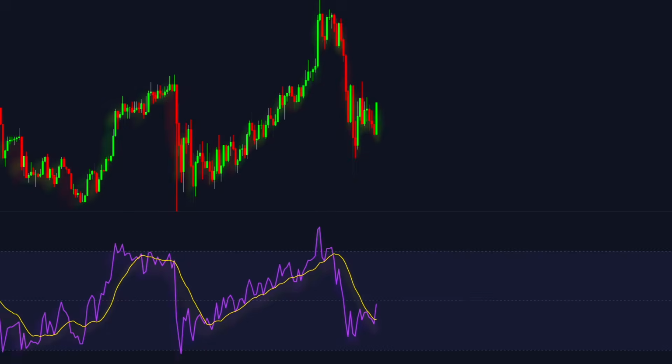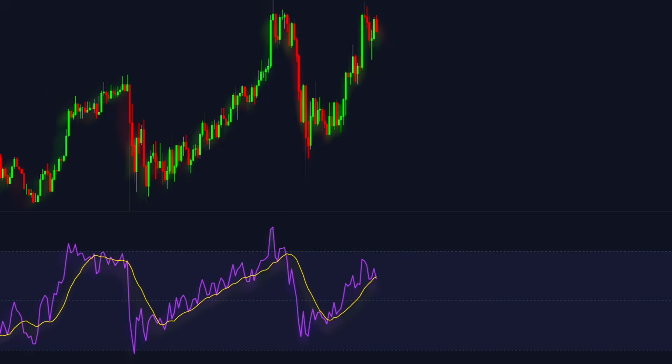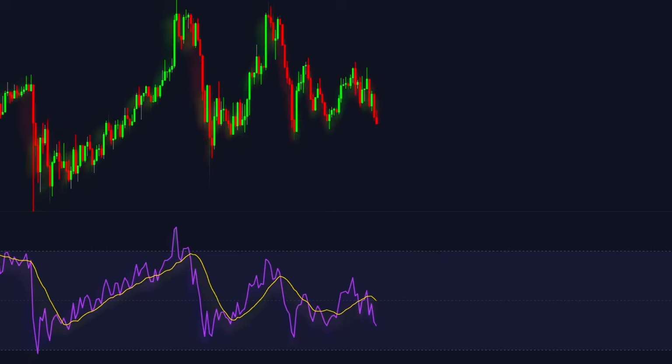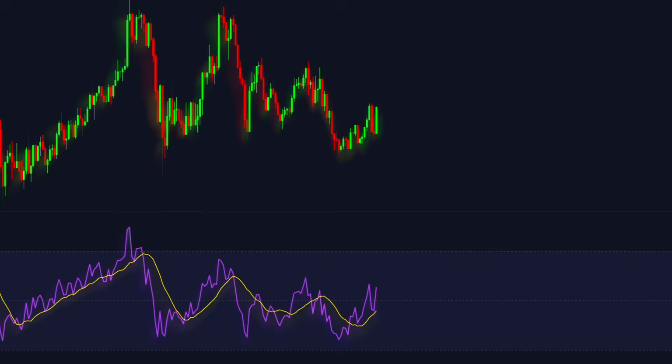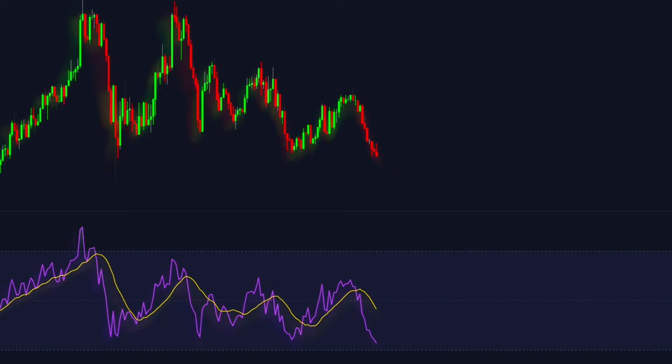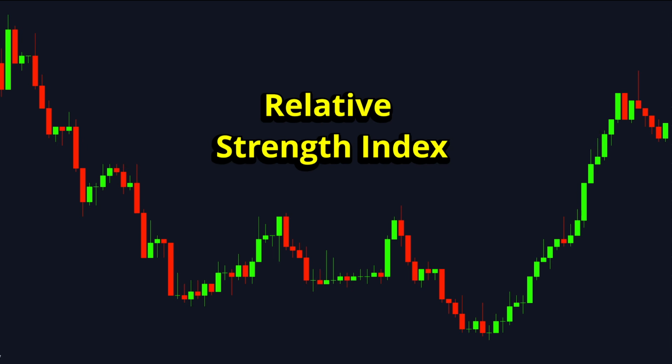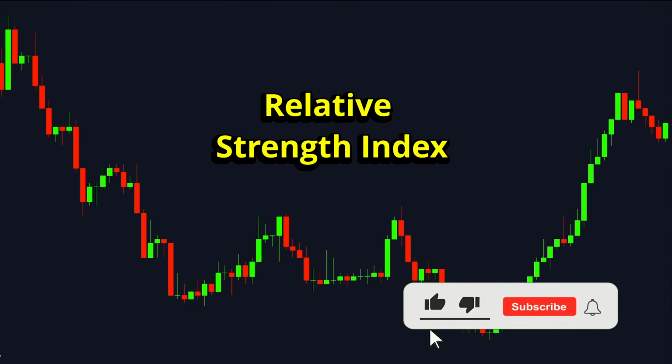Let's get started. Believe it or not, we can actually understand an important concept about how to use the RSI just by reading the name. Understanding this will come into play when we talk about divergences later as well. RSI stands for Relative Strength Index. So it's telling us the relative strength of the market.